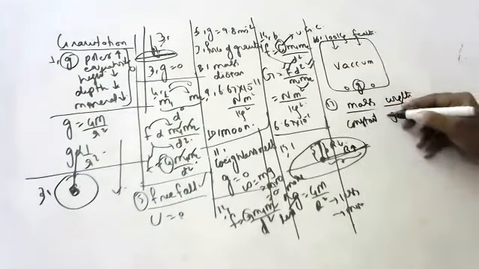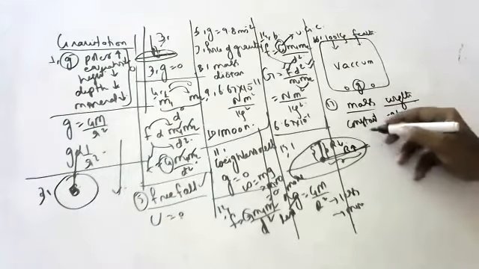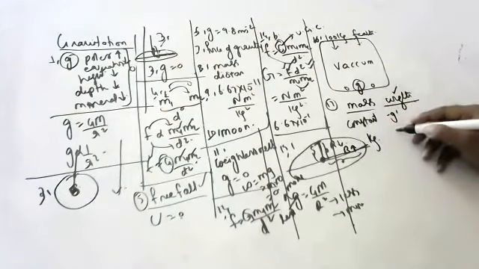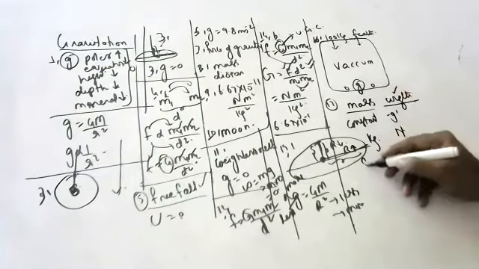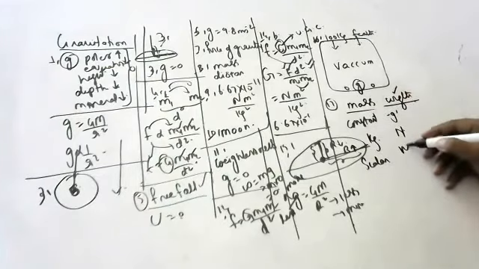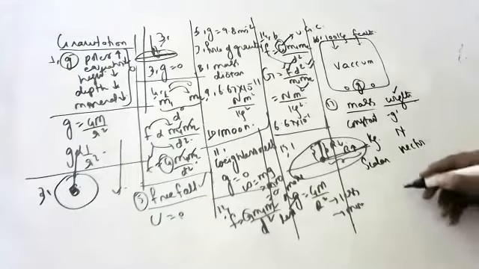Weight changes according to g, gravity. Mass units are kgs. Weight units are Newtons. Mass is scalar. Weight is a vector.